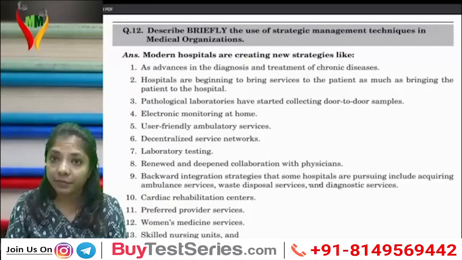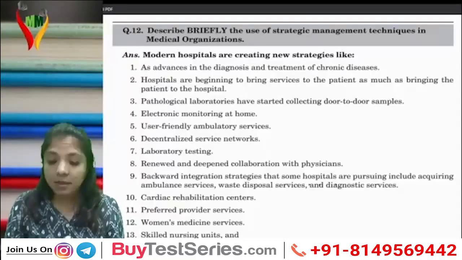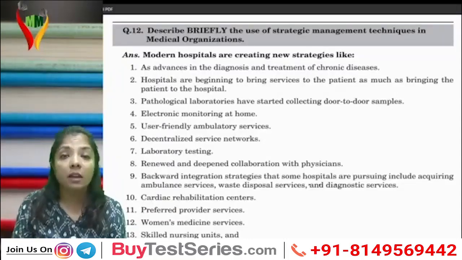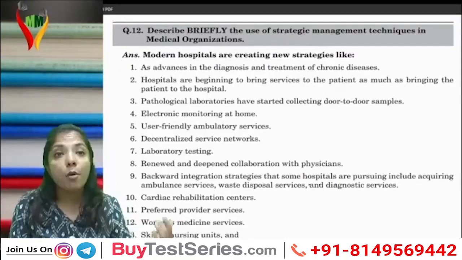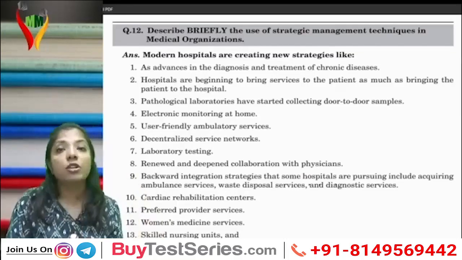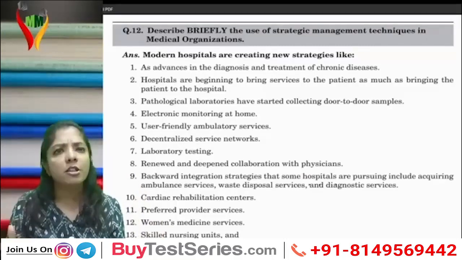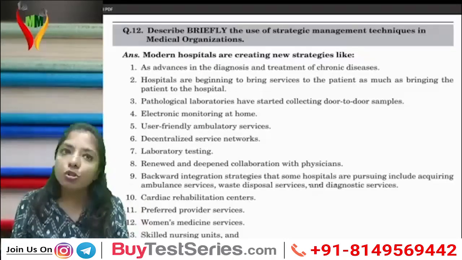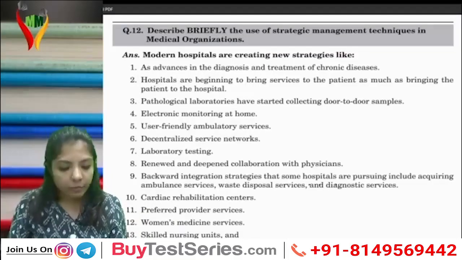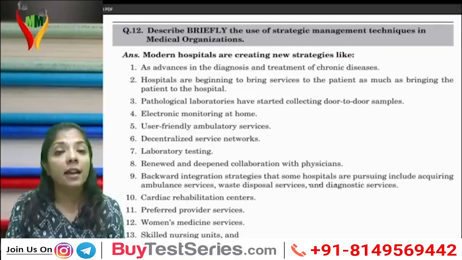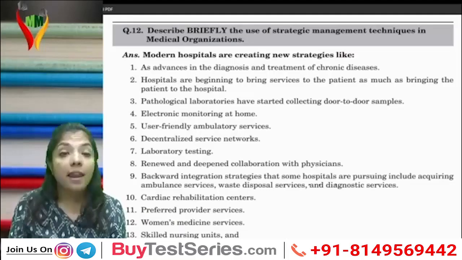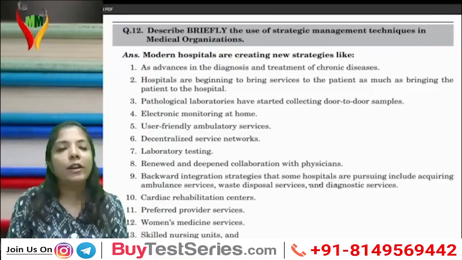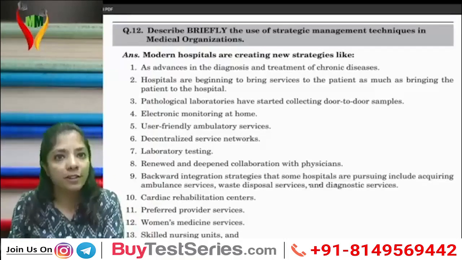Chronic means deadly disease. Second, hospitals are beginning to bring services to the patient as much as bringing the patient to the hospital. First, patients used to reach hospitals. Nowadays, hospitals reach patients. Private players are doing everything. If you are an NPO, you should also do all these things. Third, pathological laboratories have started collecting samples door to door. Fourth, electronic monitoring at home. If somebody is bedridden for years, you cannot expect him to be admitted to the hospital the whole time.